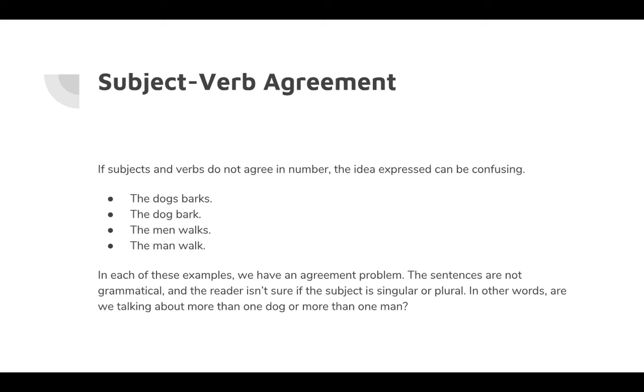And not only is this not grammatical, but the problem is that the reader really isn't sure what's happening here. Is this a singular subject or a plural subject? Are we talking about one dog or many dogs? One man or many men? We're not quite sure when those words don't line up. So we need to make sure that we have agreement.